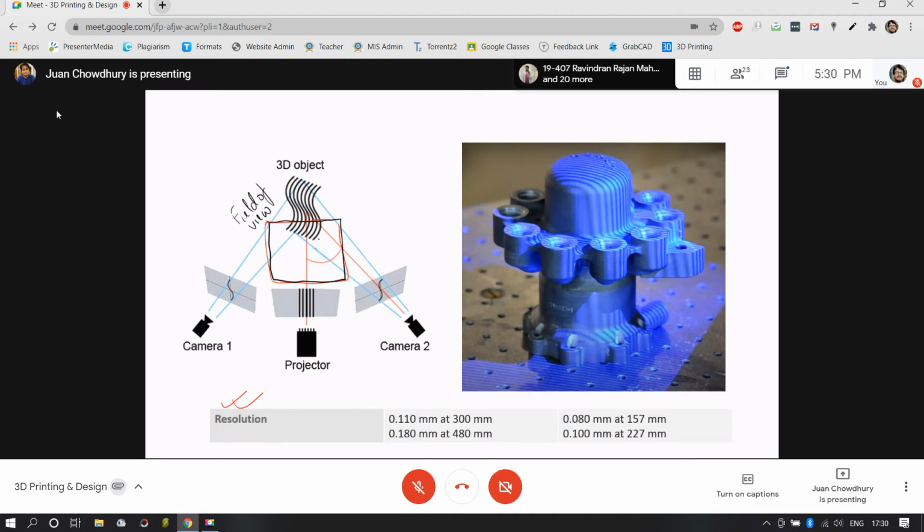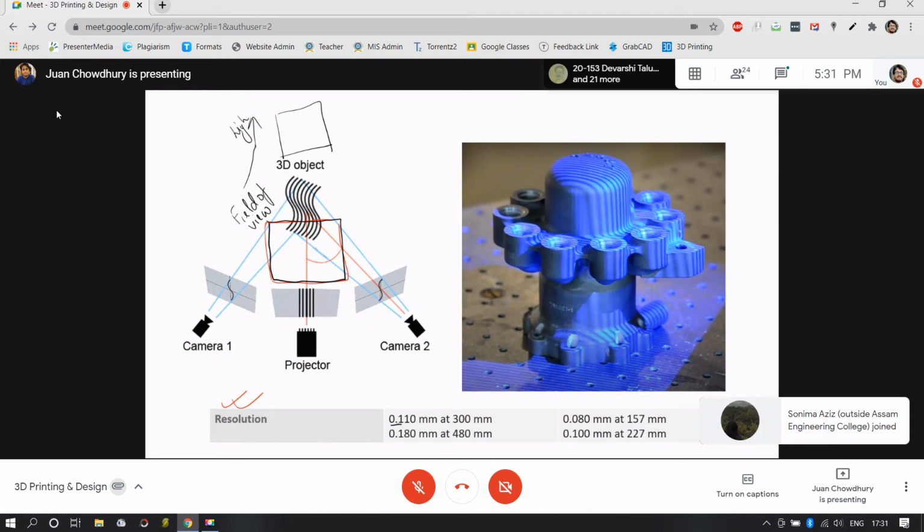Also, if I have large objects, I'll try to put these objects further apart. In that case, I have a very high field of view. Field of view is high, but the resolution is low. This is exactly what's happening. As you can see, this is 0.11 mm at 300 mm and 0.08 mm at 157 mm. So 3D systems provide this in two categories, Capture and Capture Mini. These are the resolutions which relate to Capture and Capture Mini.